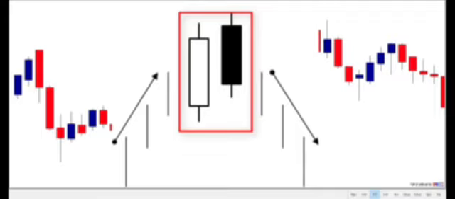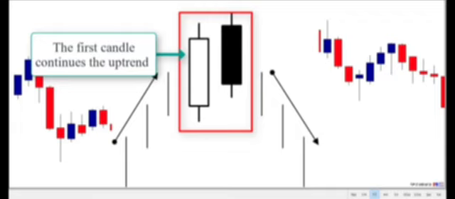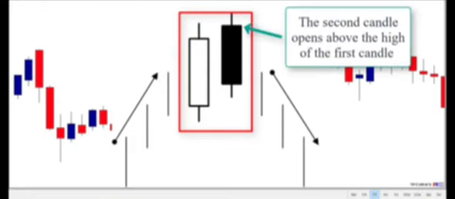Anyway, let's consider the psychology or the sentiment. The first candle continues the uptrend. Right now, everything is looking bullish, as you can see here. The second candle opens above the high of the first bullish candle, and as a result, buyers are no longer willing to enter the market because prices are higher. So some of them may be taking profits and exiting their positions.